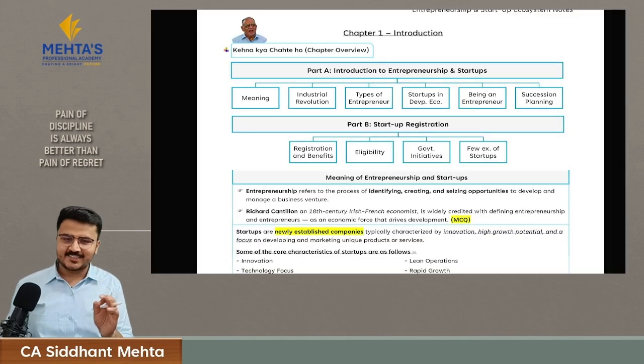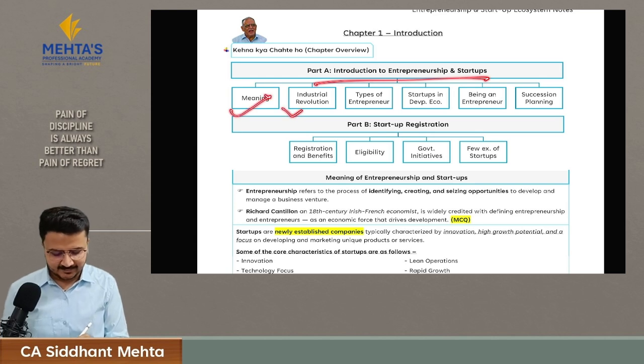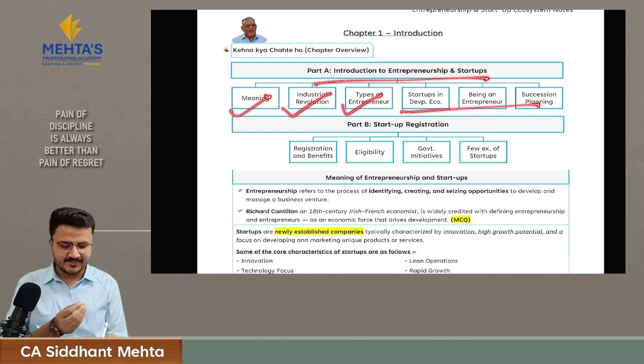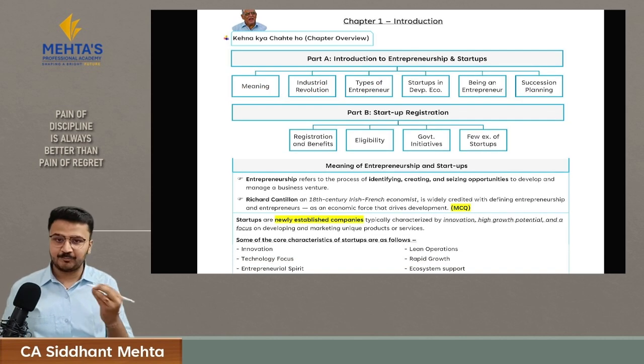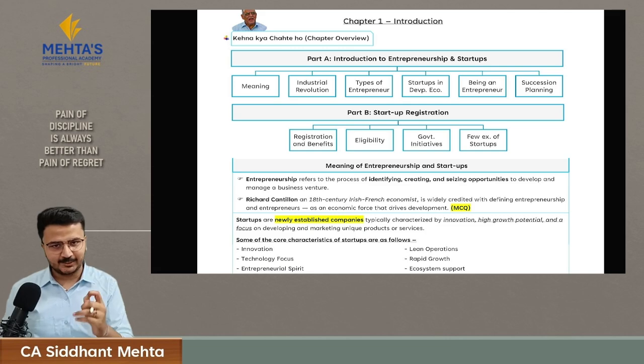Here we will understand the meaning of entrepreneurship and the meaning of startup. Then we will understand the industrial revolution, types of entrepreneur, the key strategies for succession planning, and some basic things regarding entrepreneurship like skill sets. And in startup we will understand the registration and benefits for startups once they register in DPIIT, what the eligibility criteria for registration are, and some government initiatives which will help startups to grow.